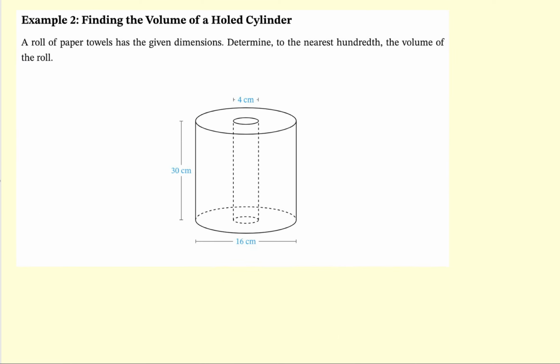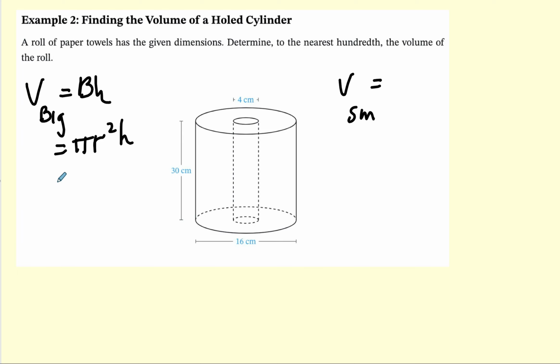Now let's take a look at this volume of a whole cylinder. So it's a cylinder, but then another cylinder has been taken out of it. So we're going to find the volume of the big cylinder, and we're going to find the volume of the small one. It's area of the base times the height, and the base is a circle. And for the big one, the radius is 8. And the height is 30.